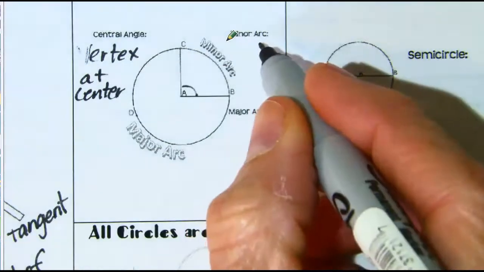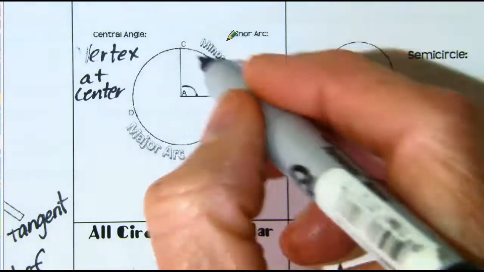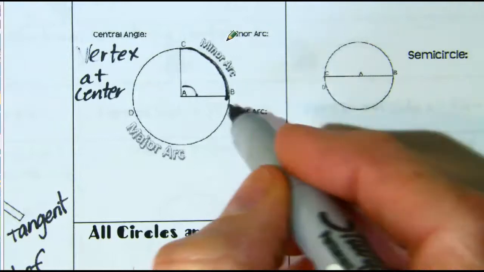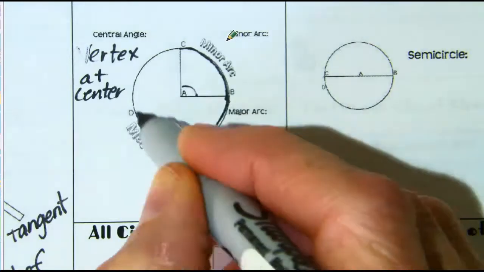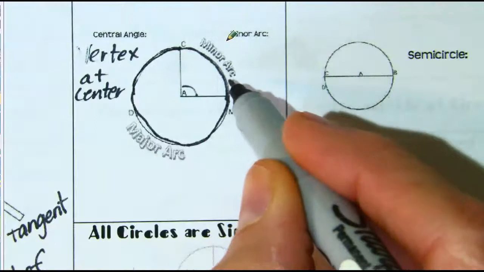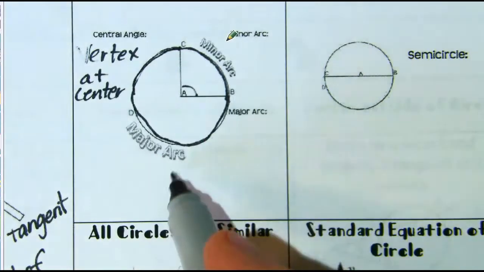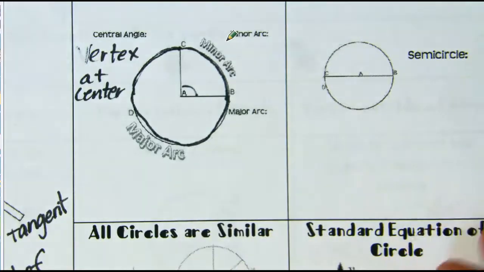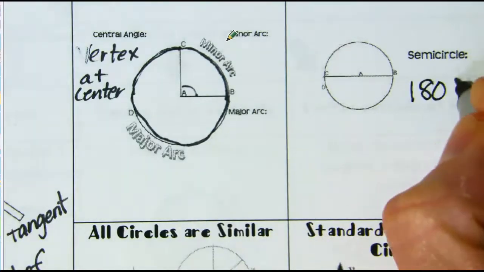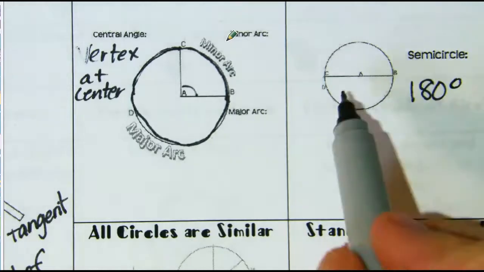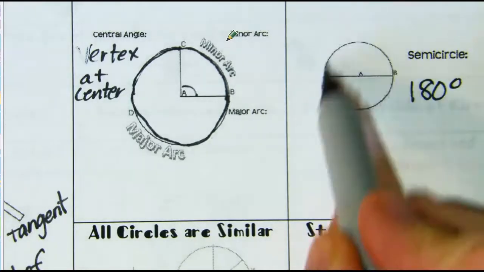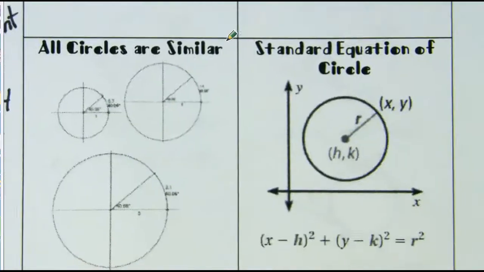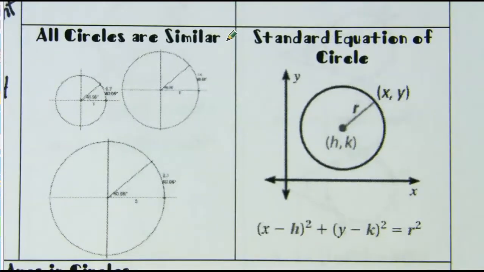A minor arc in this picture right here would be CB, okay? And a major arc, you can see it labeled, is all the way around. So a minor arc is less than 180, and a major arc is greater than 180. So the semicircle we know is 180 degrees, and you can name it with 3 letters, okay, if it has the letters there.